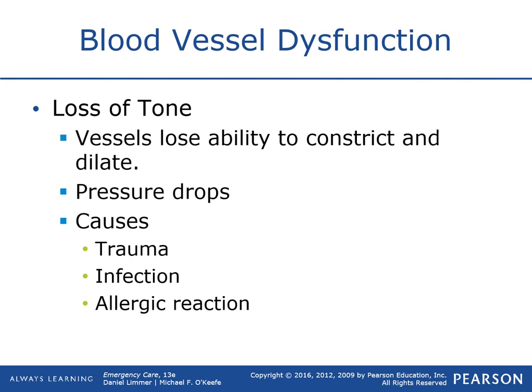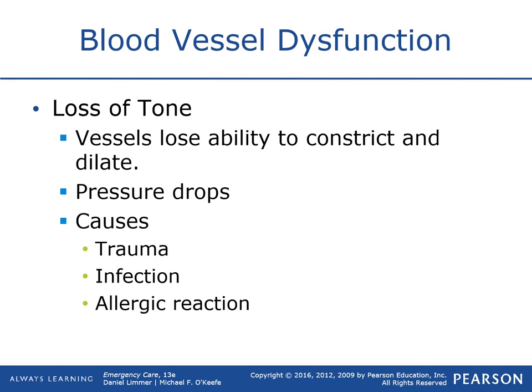Some of the common causes of this is trauma. Trauma, especially to the spine. If your spine is injured and you can't get the signals from your nervous system to the smooth muscle anymore, it's going to not know what to do, so it's going to relax and dilate, which will cause a huge drop in your blood pressure. So trauma is one of them.